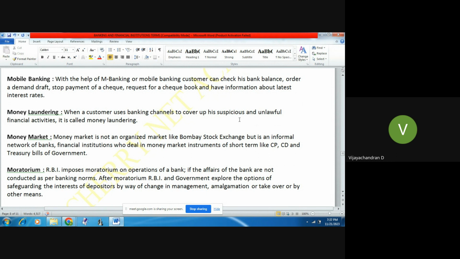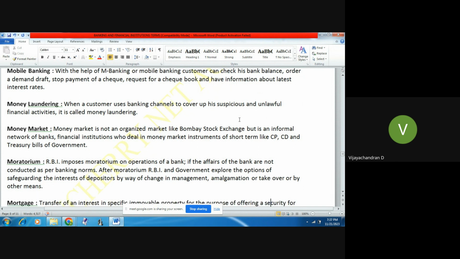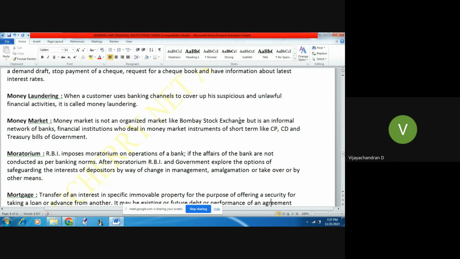Money market, already I told you. Short-term market where you can deal in commercial paper, certificates of deposit, treasury bills. Treasury bills are issued by the RBI, Reserve Bank of India. So all the short-term financial instruments can be dealt in the money market.